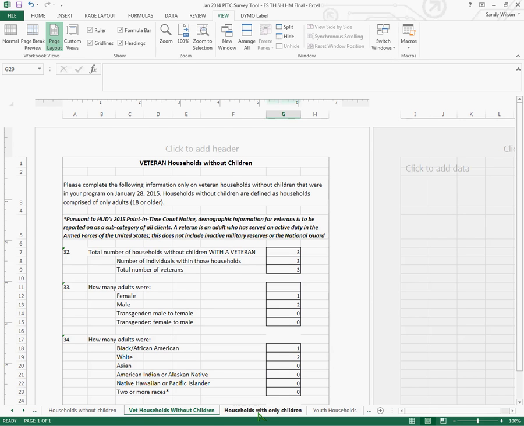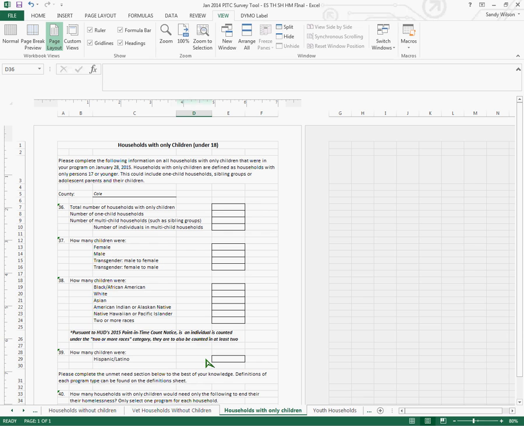Next, we're going to go to the households with only children. Households with only children is defined as households with only persons 17 or younger. This could include a single-child household, sibling groups, or even parenting youth, which is adolescent parents and their children, an individual age 17 or younger who presents with a child.